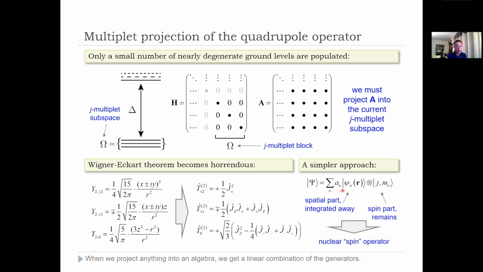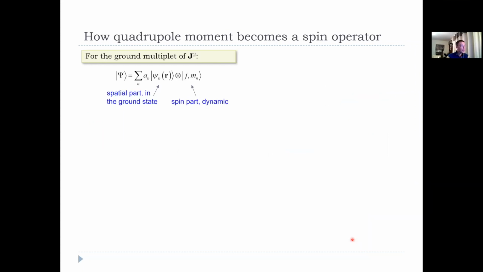And so once we take that and take matrix elements of those operators, you will see in a moment, we will get a nuclear spin operator. Okay, let's do it. So we are in the ground multiplet of J squared. So we've got some spatial part, and we've got the spin part. The space part is in the ground state, and the spin part is dynamic.